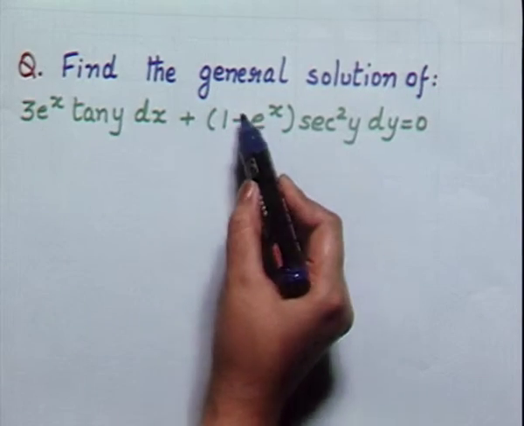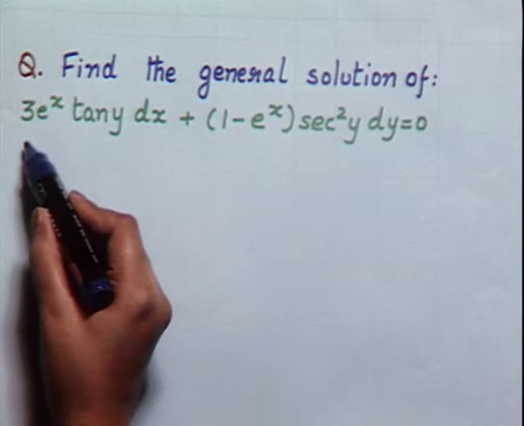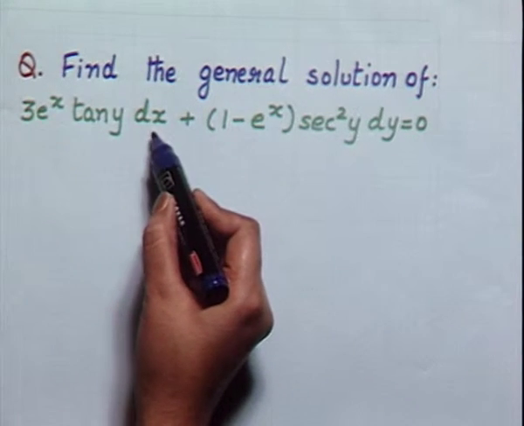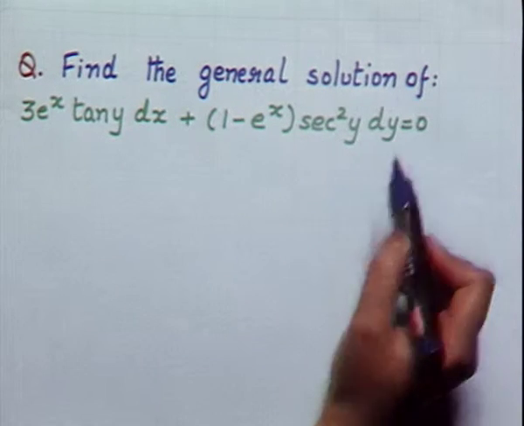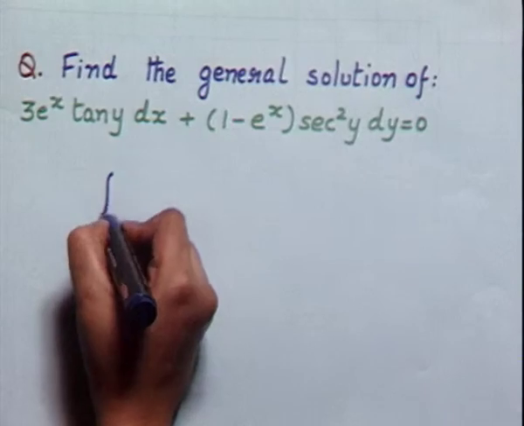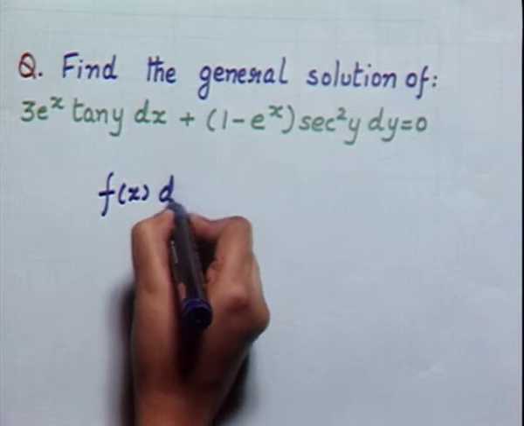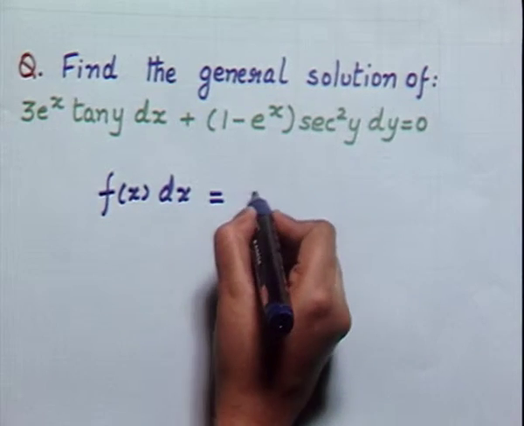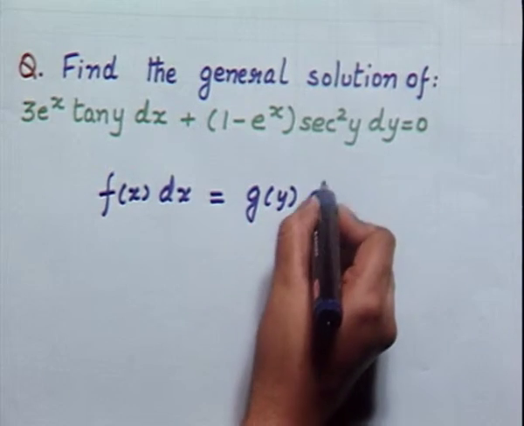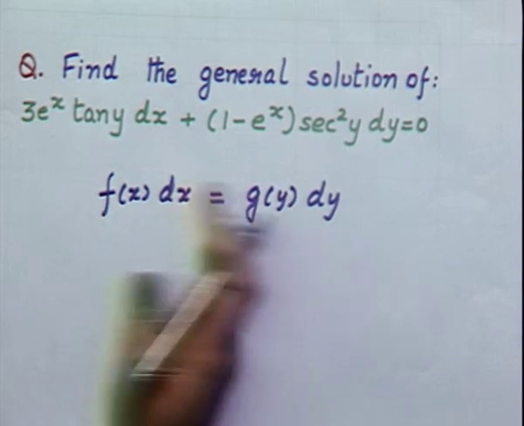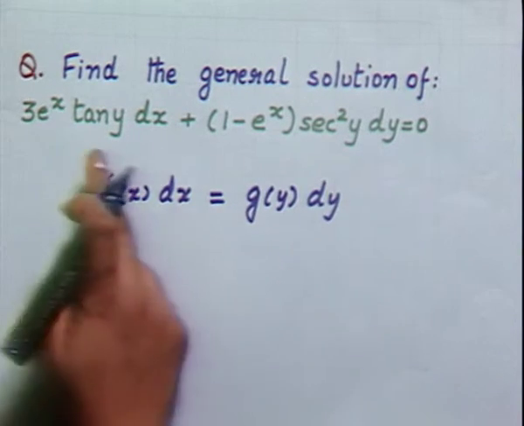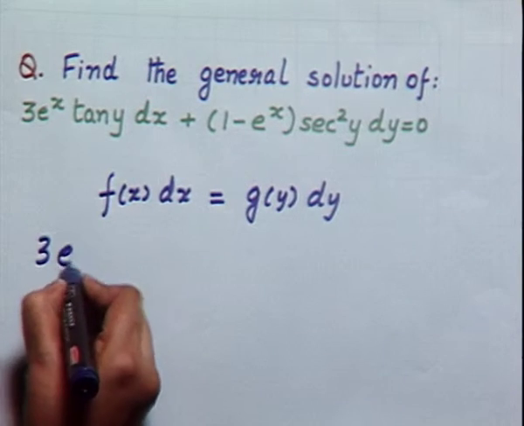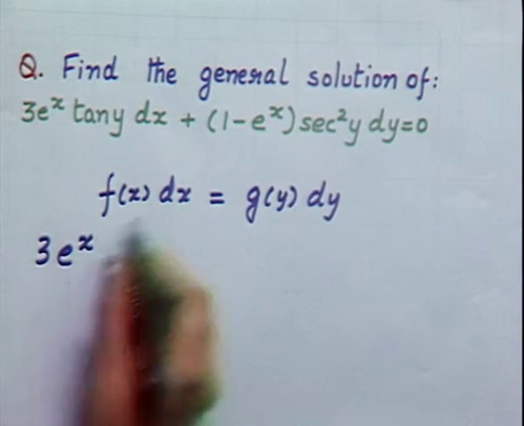We have find the general solution of 3e to the power x tan y dx plus 1 minus e to the power x sec square y dy. What you have to aim for is, as I said, an attempt to write your expression or equation in the form f(x) dx equal to g(y) dy, all terms of y on one side and terms of x on the other side. That can be achieved quite easily here if you rearrange the terms, and that is where your observation is going to be of use.